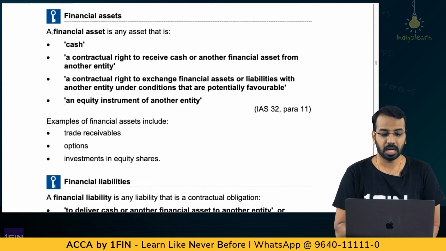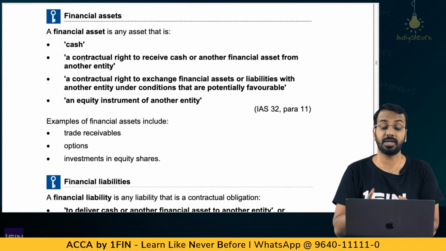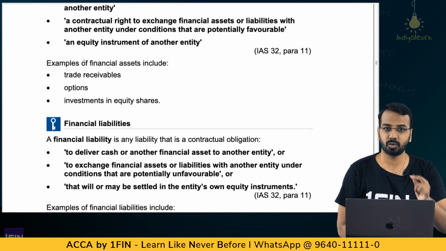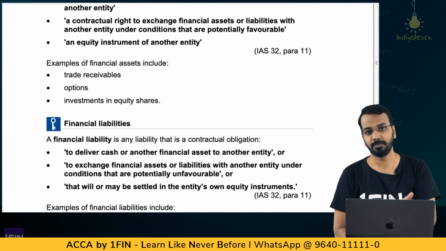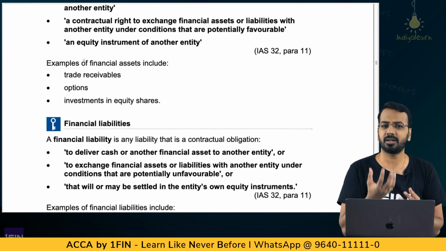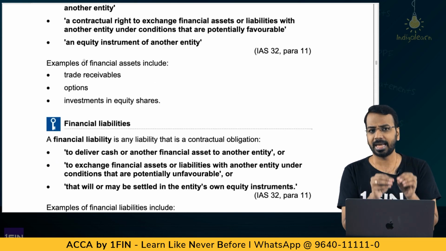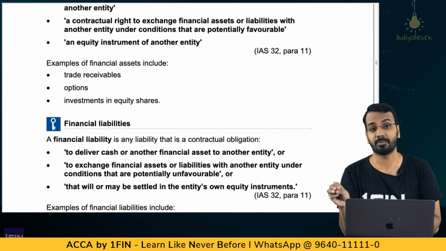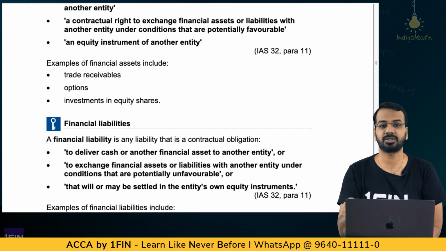So financial asset is what? Is a contractual right to receive cash or another financial asset. Financial liability is an obligation to deliver cash. So if you have to deliver cash, it is a liability. For example, trade payables. If you have to deliver another financial asset, that is also a liability. Now what is another financial asset? Say for example, I have some investments in a particular company. That asset I have to give to somebody. So that leg of the transaction is a financial liability.